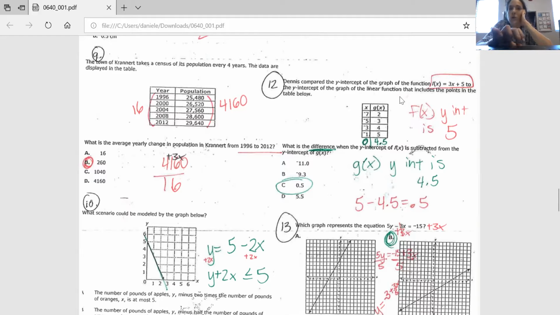Hopping over here to number 12, you're trying to find the difference in the y-intercepts of f of x and g of x. So f of x they gave me up here. I should be able to look at that and think mx plus b. The y-intercept is 5. On the table, though, it's a little bit trickier. You just have to remember on a table, the y-intercept is across from x being 0. Well, that's not happening in my table, so I would add it where it would go.